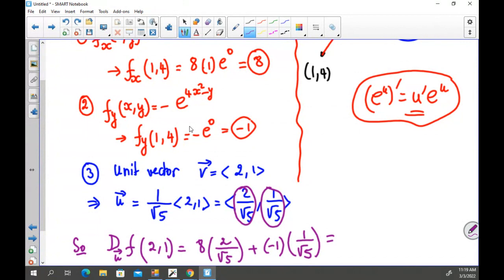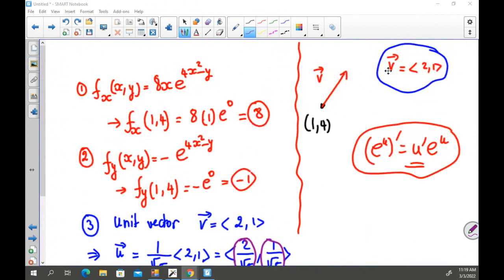If you take your calculator, I think it is 3 square root of 5. Take your calculator, calculate this, and I think you will get 3 square root of 5 as the answer of this thing. Are you okay with this? So that's how you find the directional derivative in the direction of a vector v, which is given to you like this.